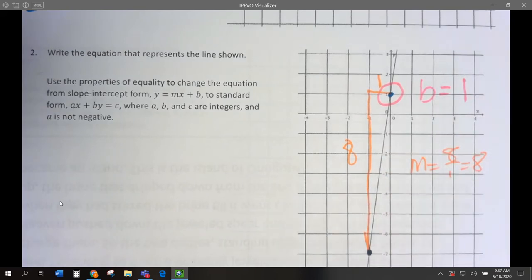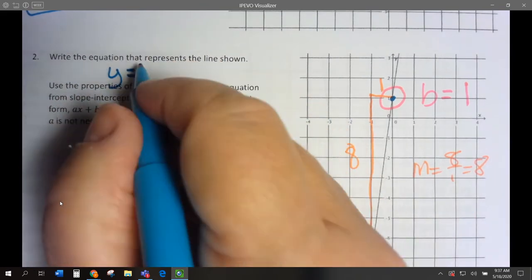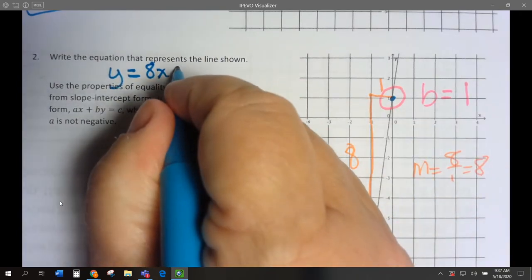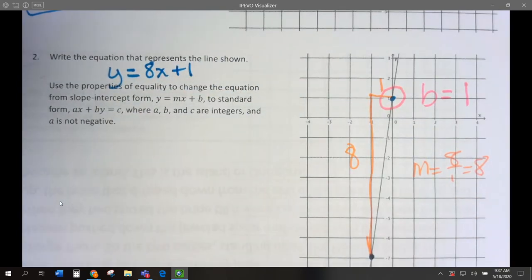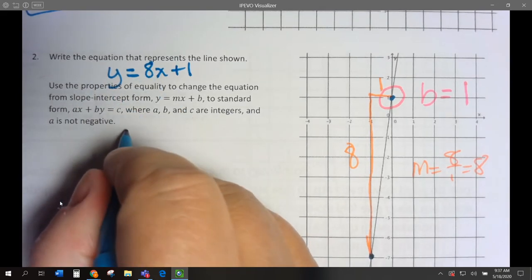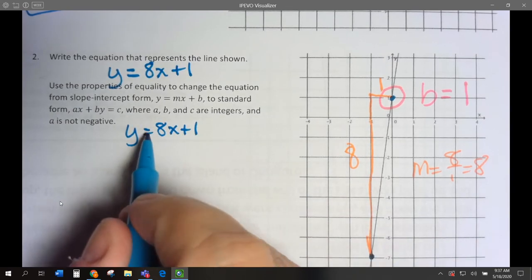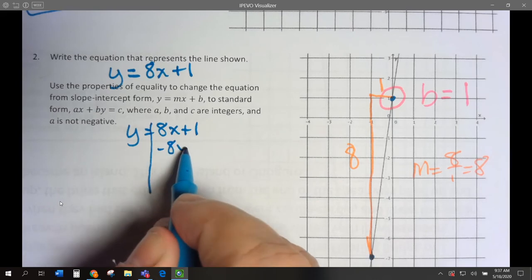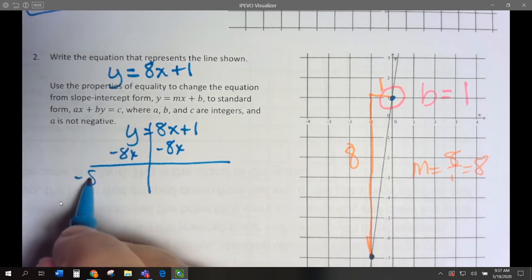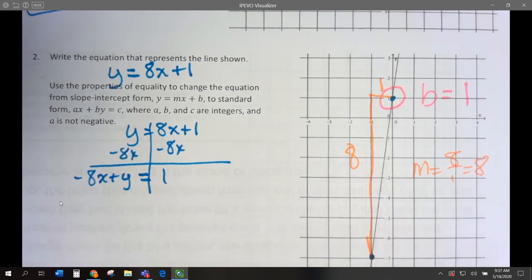So our equation is y equals mx plus b. M is 8. Y equals 8x, and b is 1, plus 1. Now to get this into standard form, we got to move our x's over by our y's. So this is a positive 8x, so I'm going to subtract 8x from both sides. So we have -8x plus y equals 1.